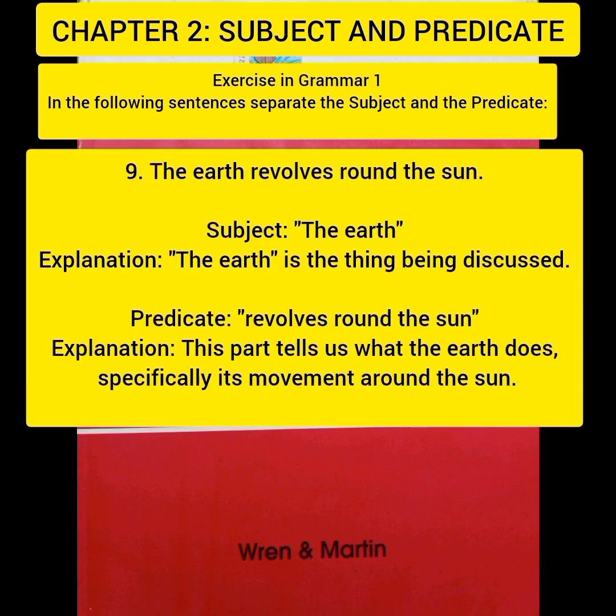9. The earth revolves round the sun. Subject: the earth. Explanation: the earth is the thing being discussed. Predicate: revolves round the sun. Explanation: this part tells us what the earth does, specifically its movement around the sun.